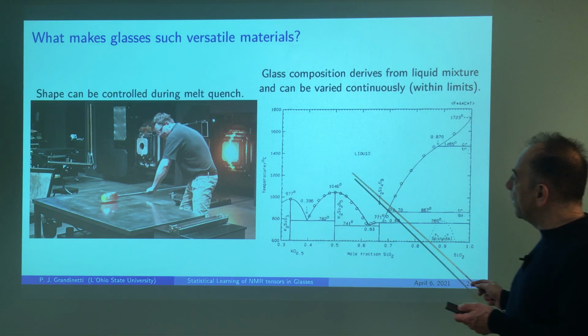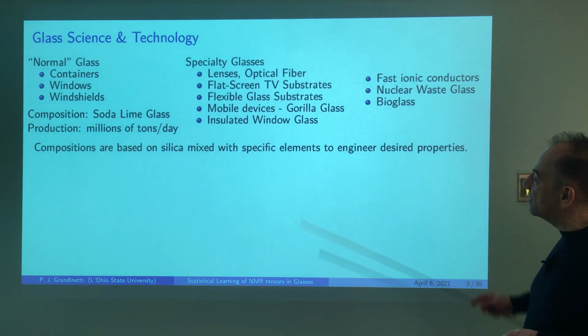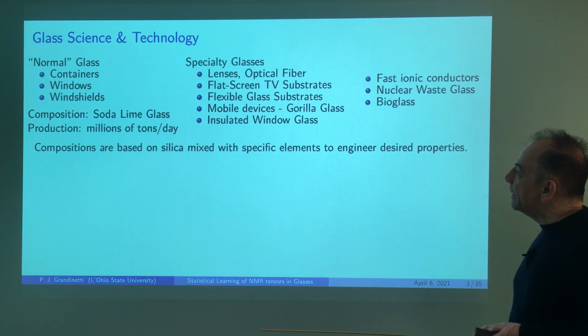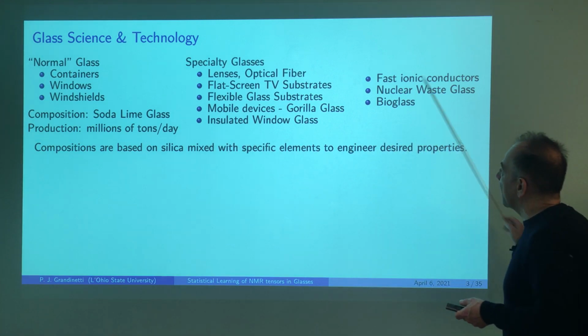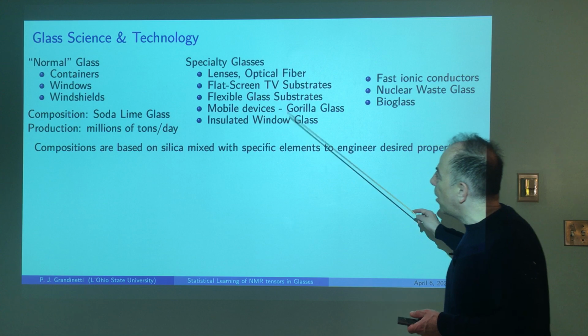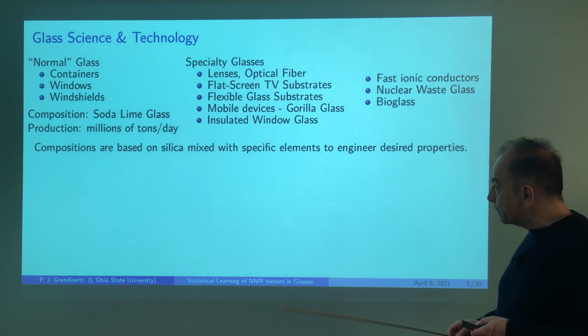These two properties of the glass are really what drives a number of technological applications for glasses. And of course, there's the obvious ones like container and window glass, but there's all these other types of applications ranging from bioglass to nuclear waste to all of the substrates that are used in electronic devices today.